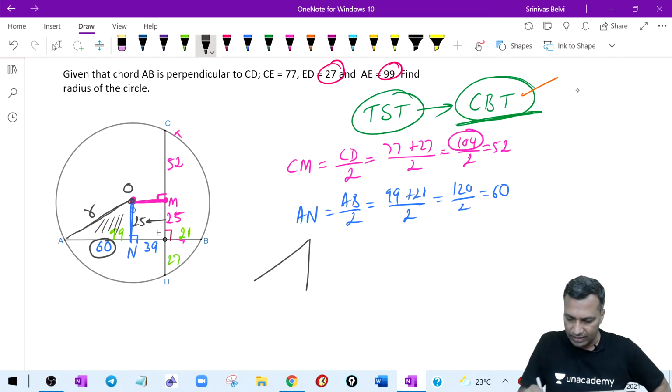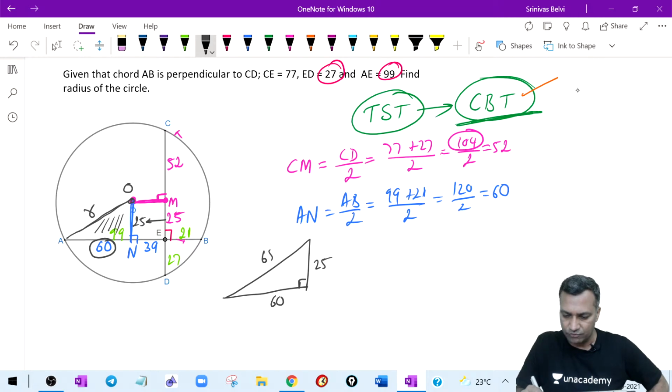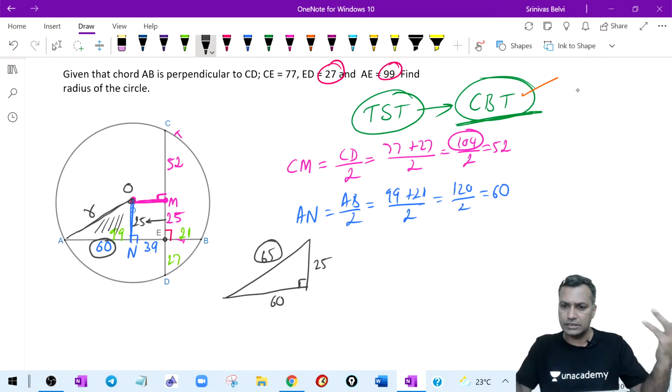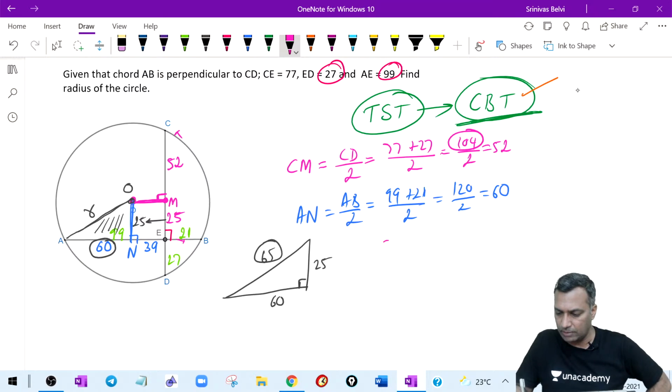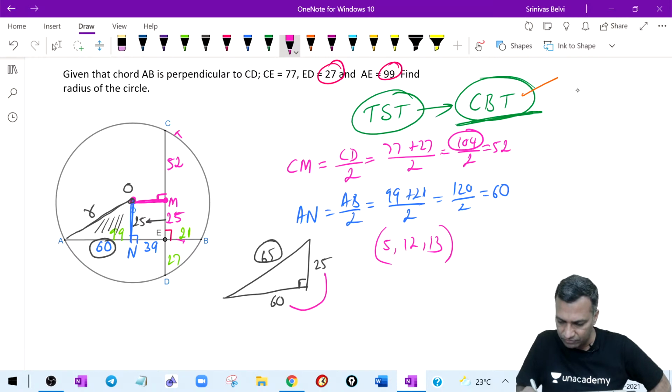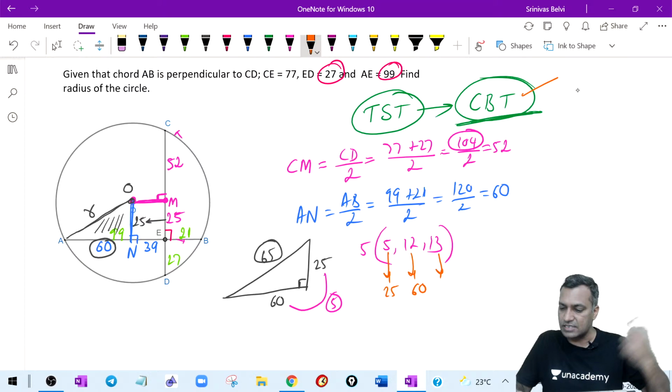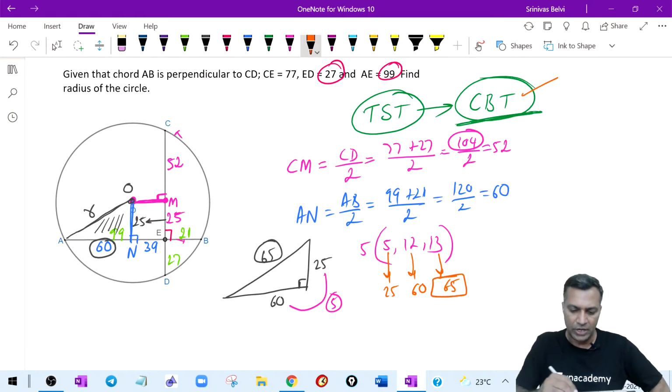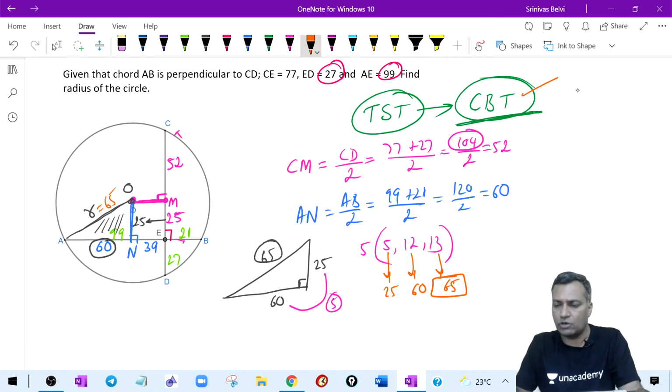Now I have a right angle triangle in which one dimension is 60, the other is 25, therefore the third one is 65. 25, 60, 65. You may wonder how do you know this? I talked about the triplets. This is a multiple of the 5, 12, 13 triplet. Take the HCF of these two numbers, the HCF is 5. So we technically multiplied this by 5, hence 5 into 5 is 25. This was 60. Therefore 13 into 5 becomes 65, which is the radius of this circle. What if it was not a triplet? Then we would find the square root of something squared plus something squared. That's what we do.